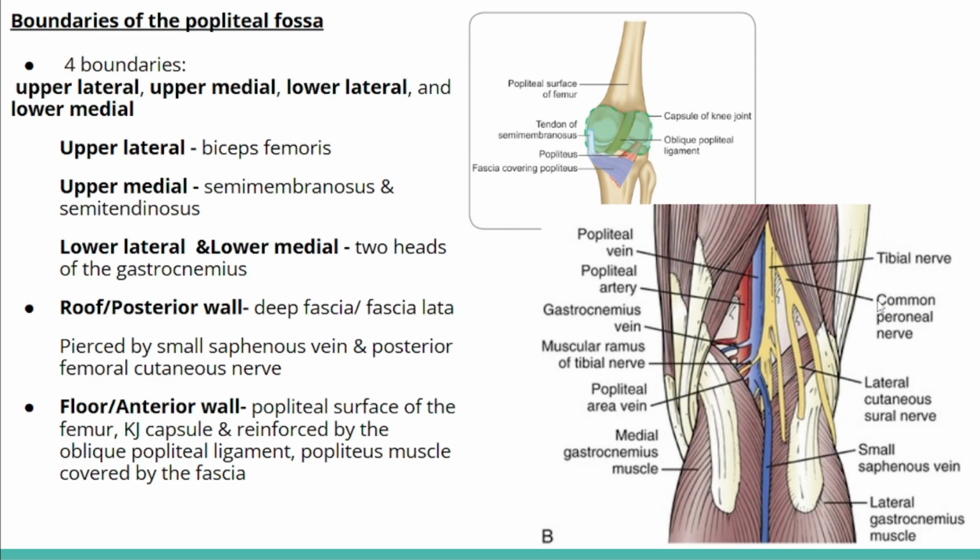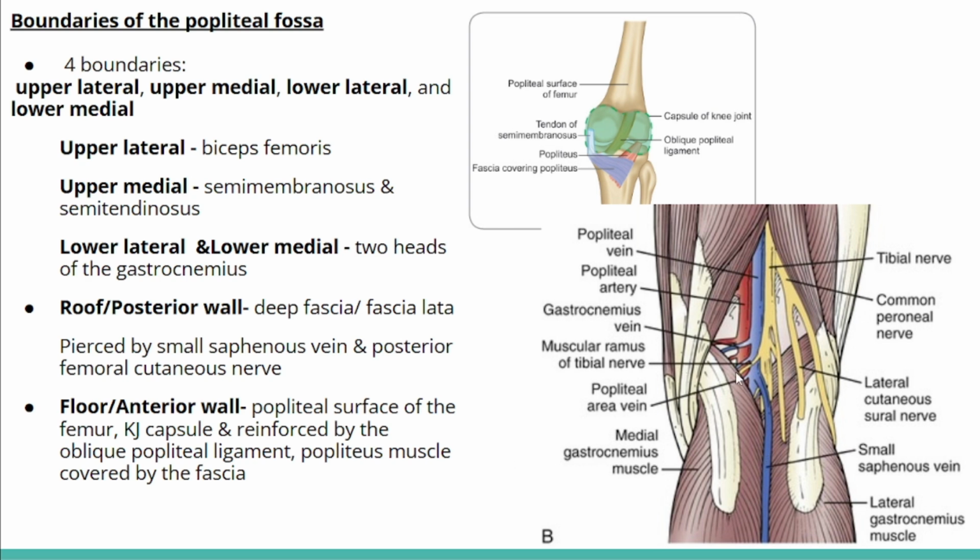What are the boundaries of the popliteal fossa? It has four boundaries. In this picture, this is the lateral side, this is the medial side. So we can set these four boundaries as upper lateral, upper medial, lower lateral, and lower medial. The upper lateral boundary is formed by the biceps femoris. The upper medial boundary is formed by the semimembranosus and semitendinosus. The lower lateral and lower medial boundaries are formed by the lateral and medial heads of the gastrocnemius muscle.